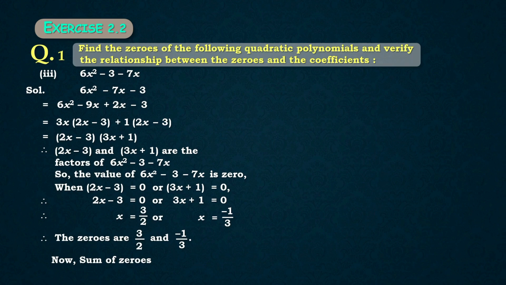First, we find the sum of the zeros. 3 by 2 plus minus 1 by 3.